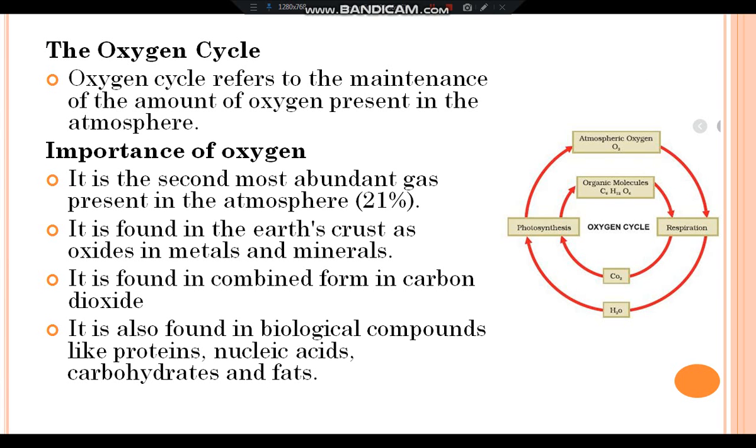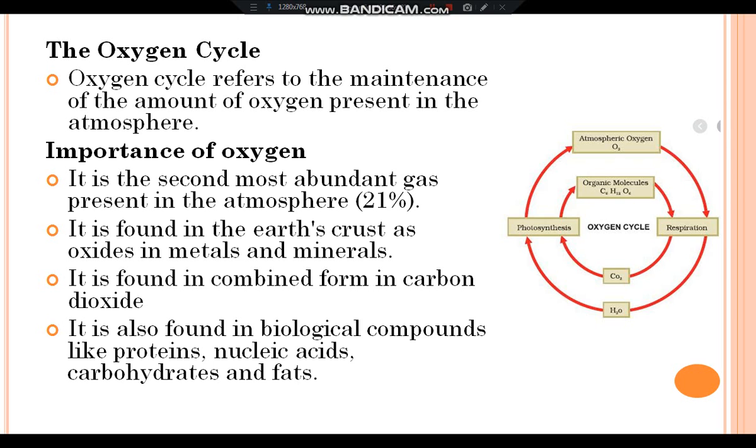Now let us discuss one more important biogeochemical cycle, the oxygen cycle. The oxygen cycle refers to the maintenance of the amount of oxygen present in the atmosphere. Importance of oxygen: it is the second most abundant gas present in the atmosphere, at 21%. It is found in the Earth's crust as oxides in metals and minerals. It is found in combined form in carbon dioxide. It is also found in biological compounds like protein, nucleic acids, carbohydrates, and fat.